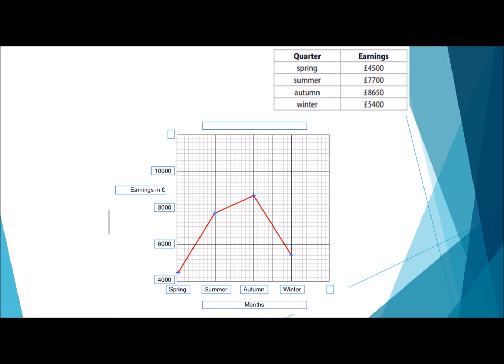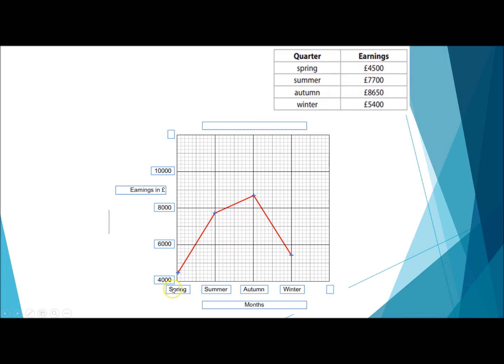Try the next student. They've managed to put a line on. Let's have a look. Let's see whether we think they'd get more marks. So we've got some labels. Again, no title. Maybe we'll get the marks. They have actually put earnings in pounds as well, so it's a little bit better. Let's say 4,000, 6,000, 8,000, 10,000. So that is going up evenly.